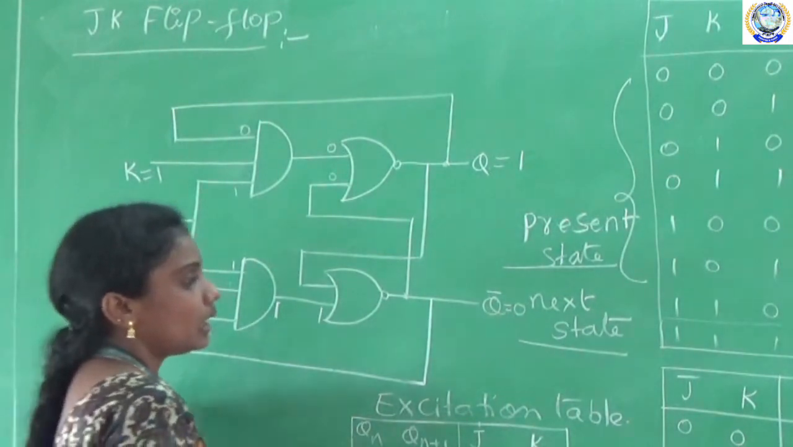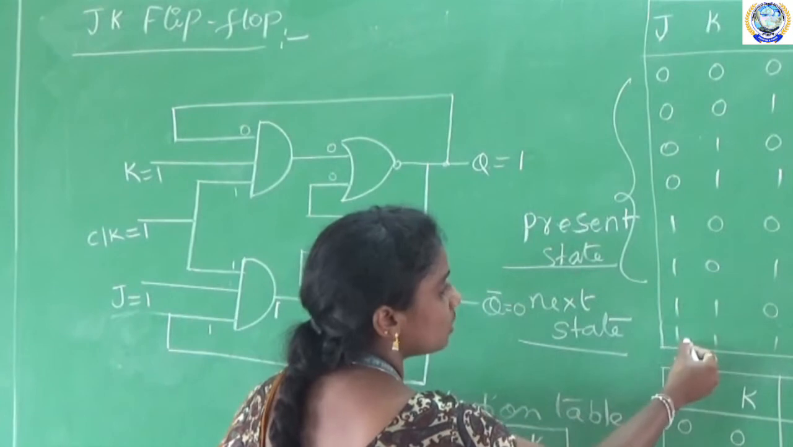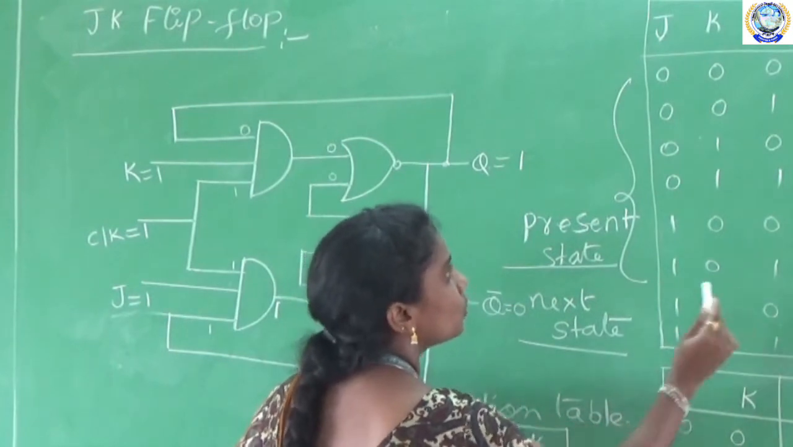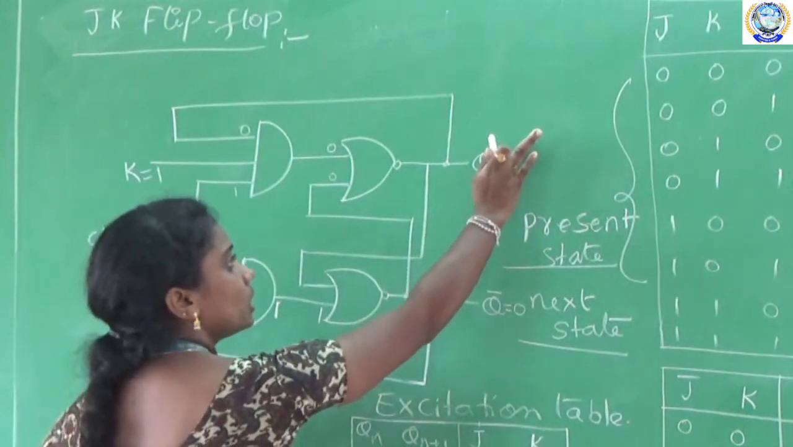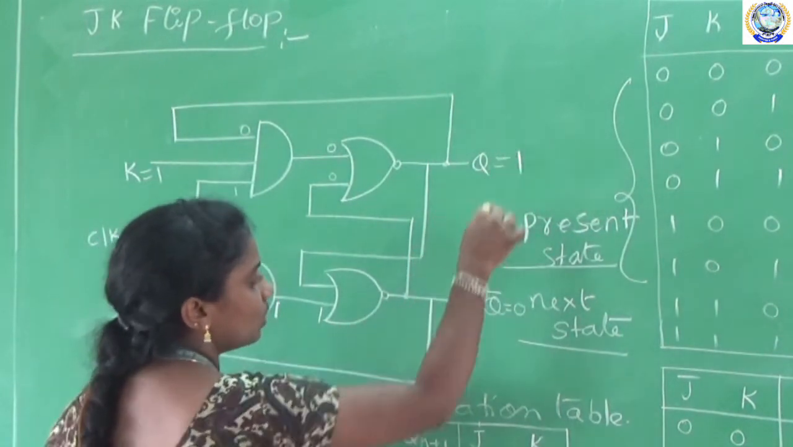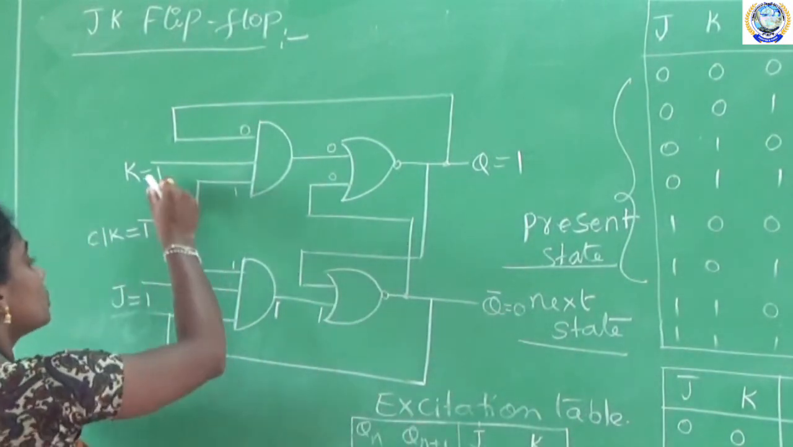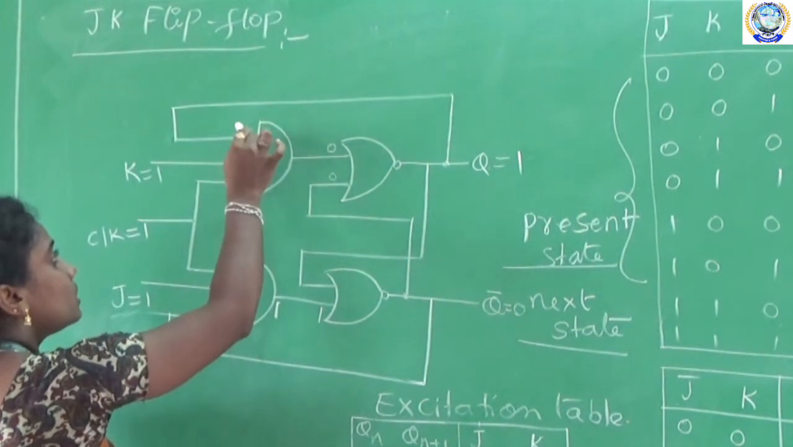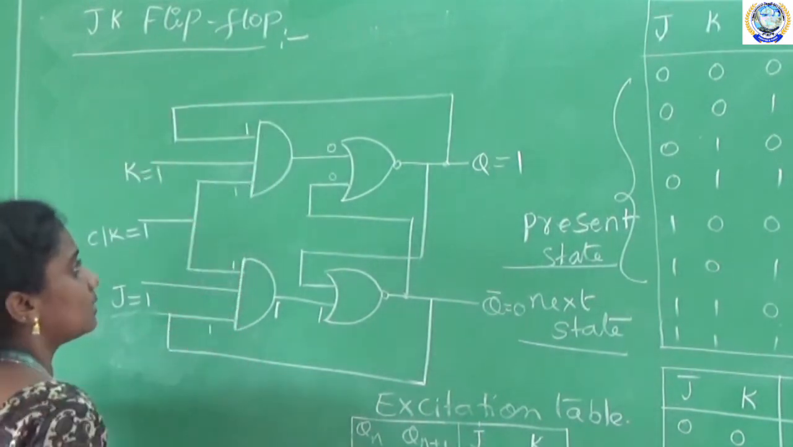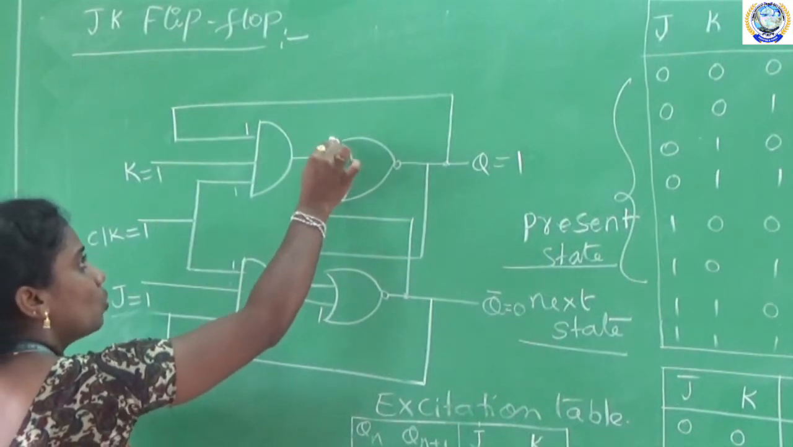Similarly, here I am considering this condition. All are 1: J equal to 1, K equal to 1, Qn equal to 1. So here, what is Q? We are considering Q equal to 1. What is Q bar? It is equal to 0. So now K equal to 1 and J equal to 1. If we observe the output of this AND gate, what is the output of this AND gate now? It is equal to 1.